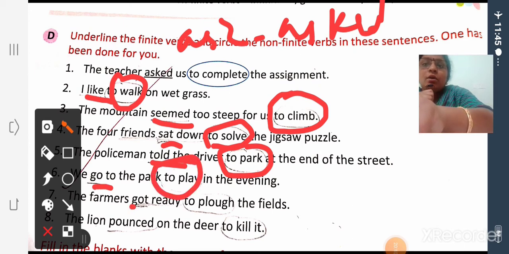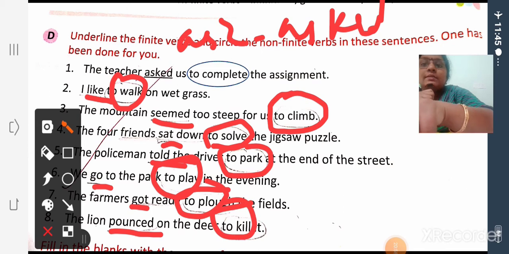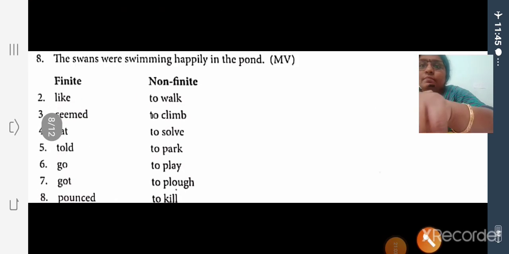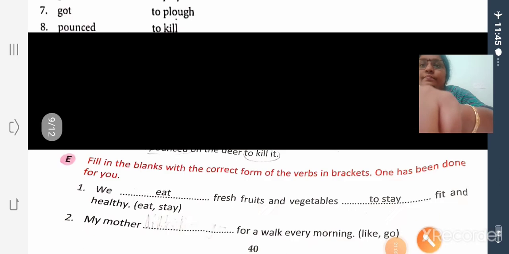The farmer got ready to plow the fields. The lion pounced on the deer to kill it. Pounced, to kill. To kill is the non-finite verb. Okay, the answers are given here.